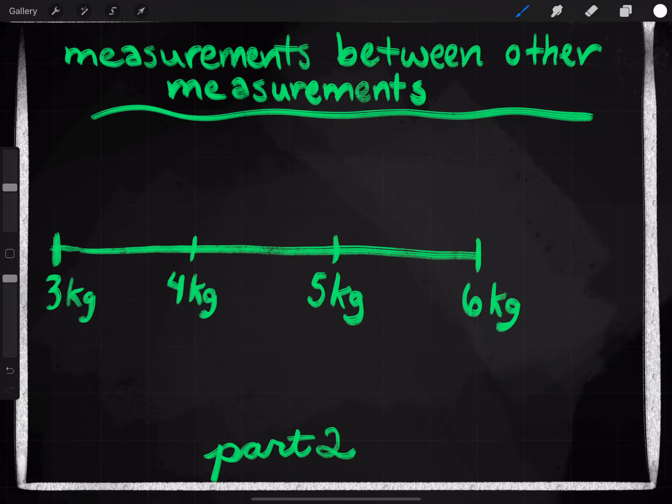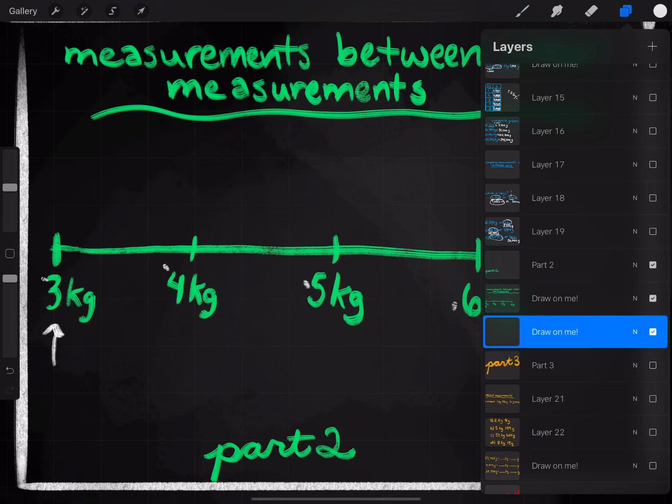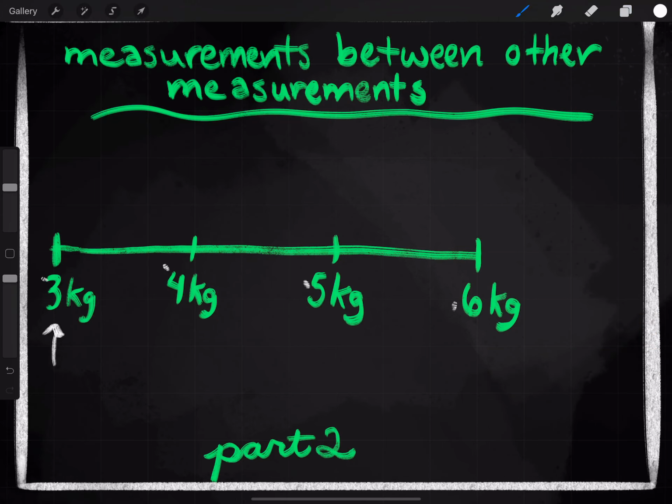All right, this is for finding measurements that fall between two other measurements. For example, if you had a number line like this, where you had 3 kilograms, 4 kilograms, 5 kilograms, 6 kilograms. So for example, if I had the measurement 3,500 grams, where would it go on this line?